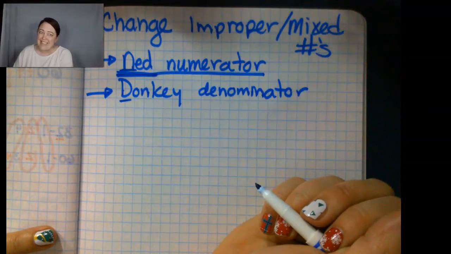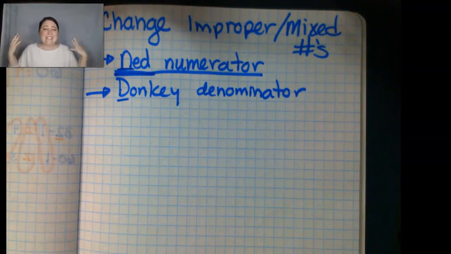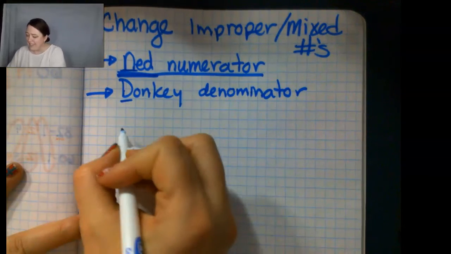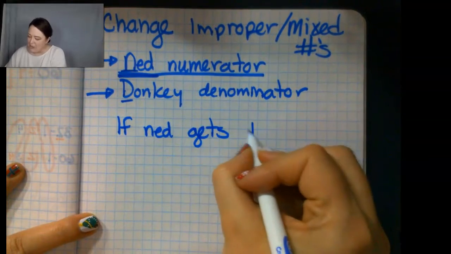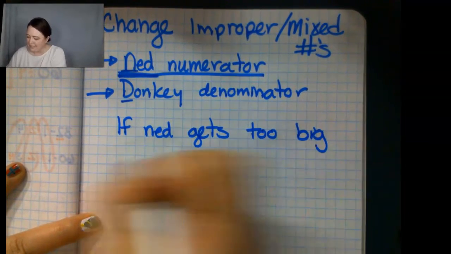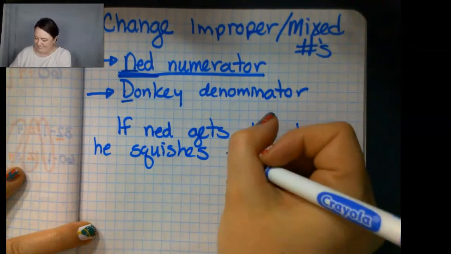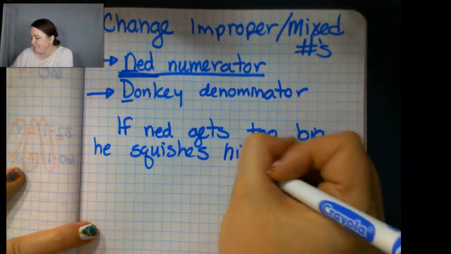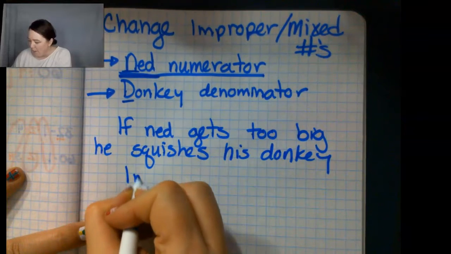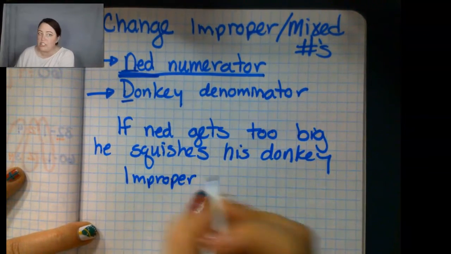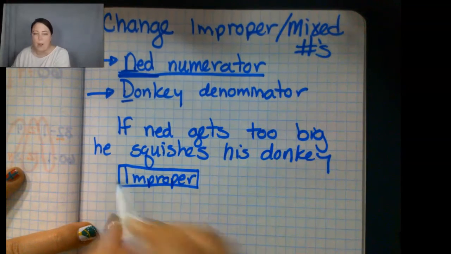Now, sometimes Ned gets bigger than his donkey. And when Ned gets too big, he squishes his donkey. And when you squish your donkey, when you squish your friends, it's improper. Don't squish your friends. I'm looking at some of my students. You know who you are. Improper. It's improper to squish your friends.